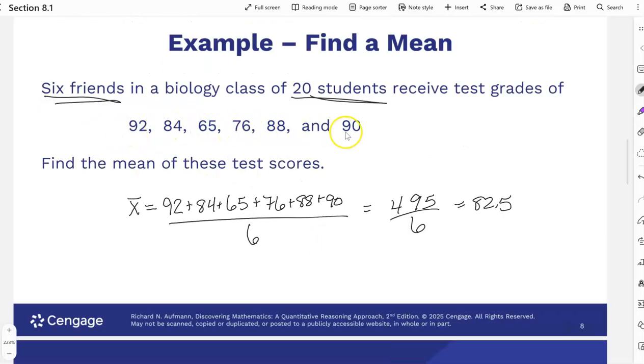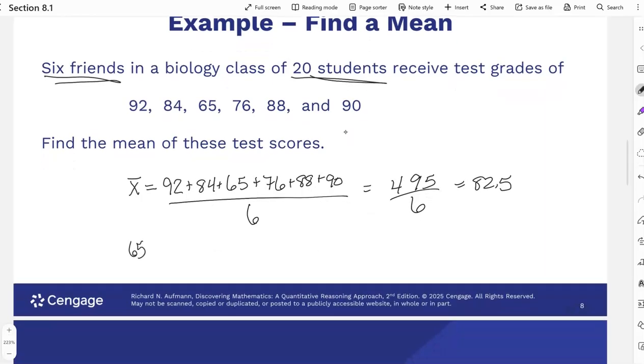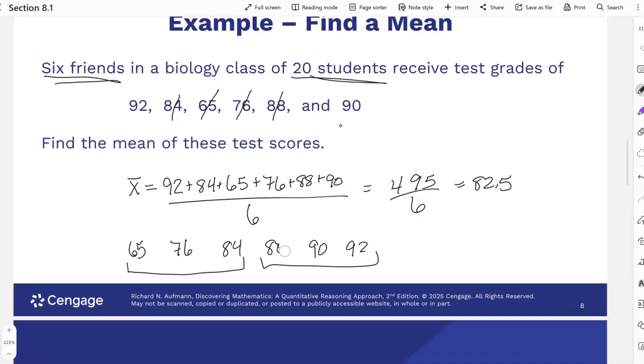We have 1, 2, 3, 4, 5, 6 numbers. Let's put them in order. So we have 65, and I'm going to mark them out as I do. We have a 76. We have an 84, and then an 88. And then we have 90, and then we have 92. So you can see how we have an even number of numbers, which means we actually have 2 that are in the middle. So the median is going to be what's in the middle of those. So it's going to be the average of those 2 numbers. And that's going to give us an 86.